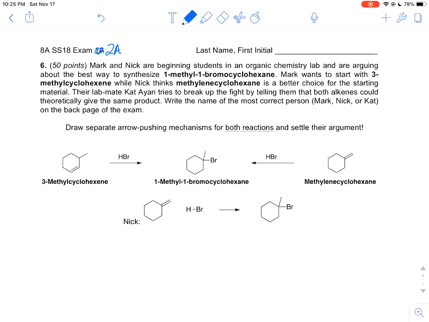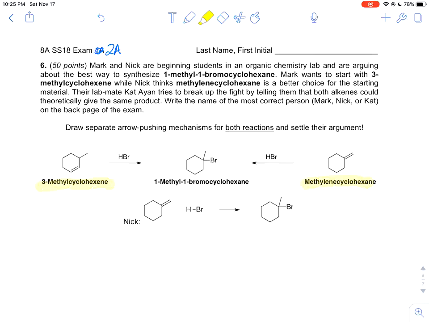Okay, everybody, we are on page 6. It's the mechanism page. We're going to read all of these instructions because there's probably some really great stuff in there. So we have Mark and Nick that are beginning students in the OChem lab, and they're arguing over how to make 1-methyl 1-bromocyclohexane. Mark wants to start one way with 3-methylcyclohexane here, and Nick wants to do it with methylene cyclohexane from the beginning.